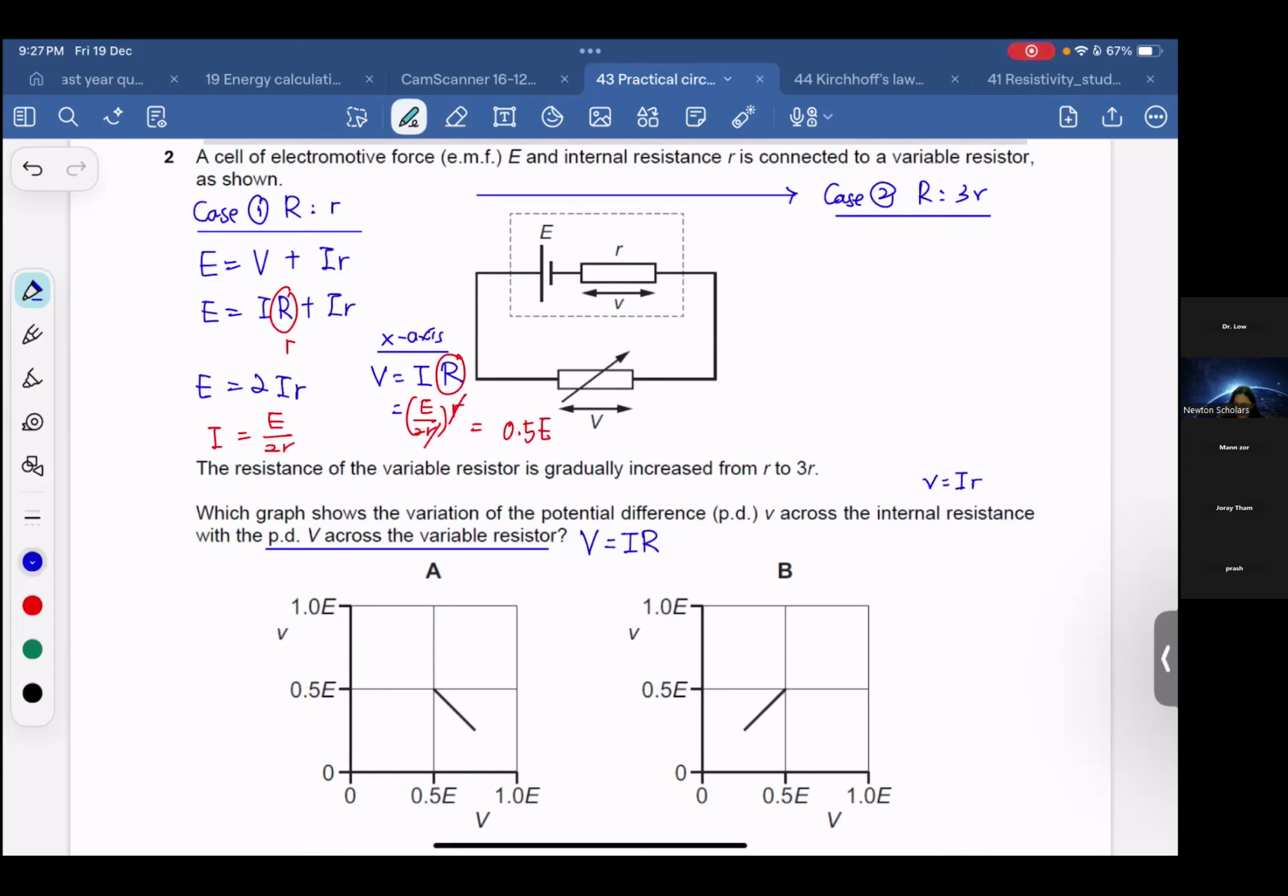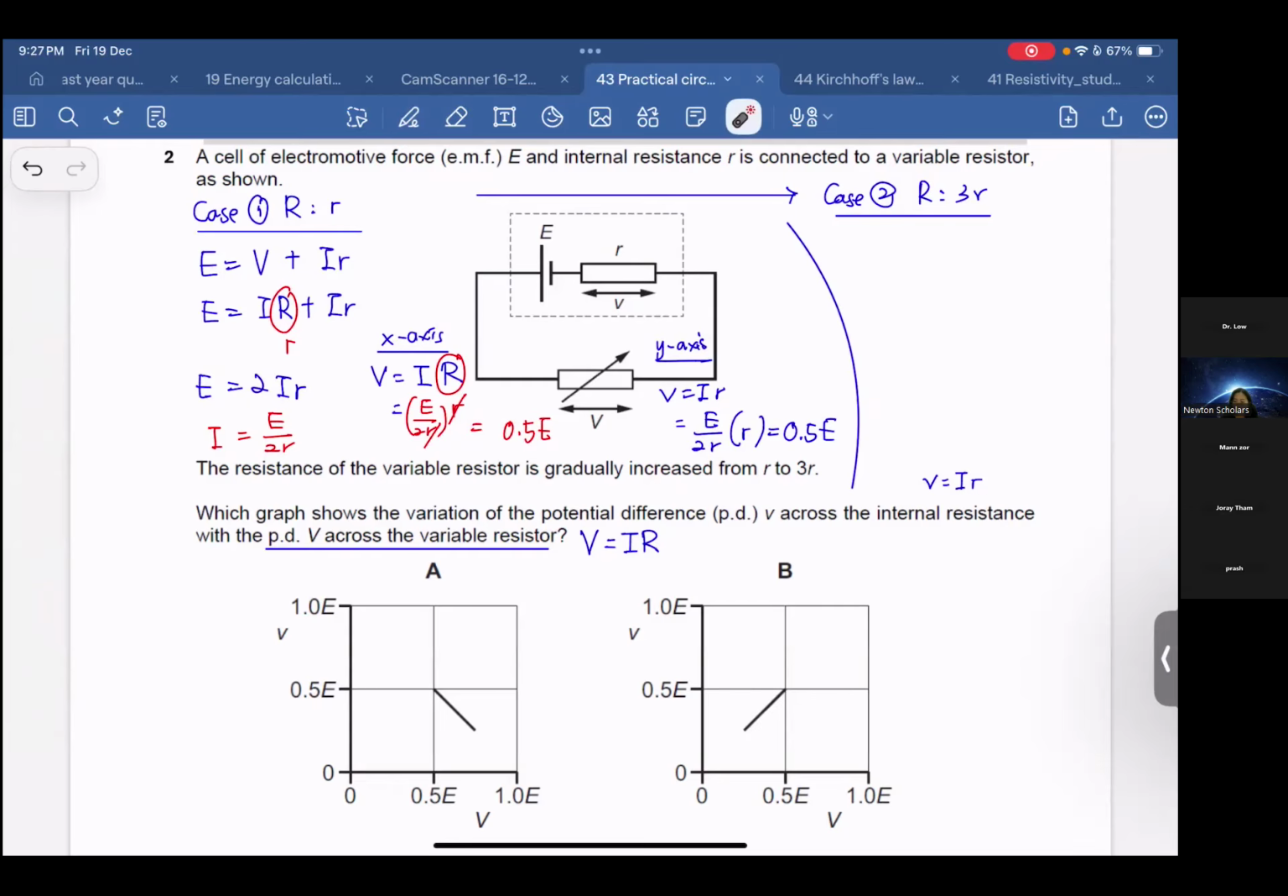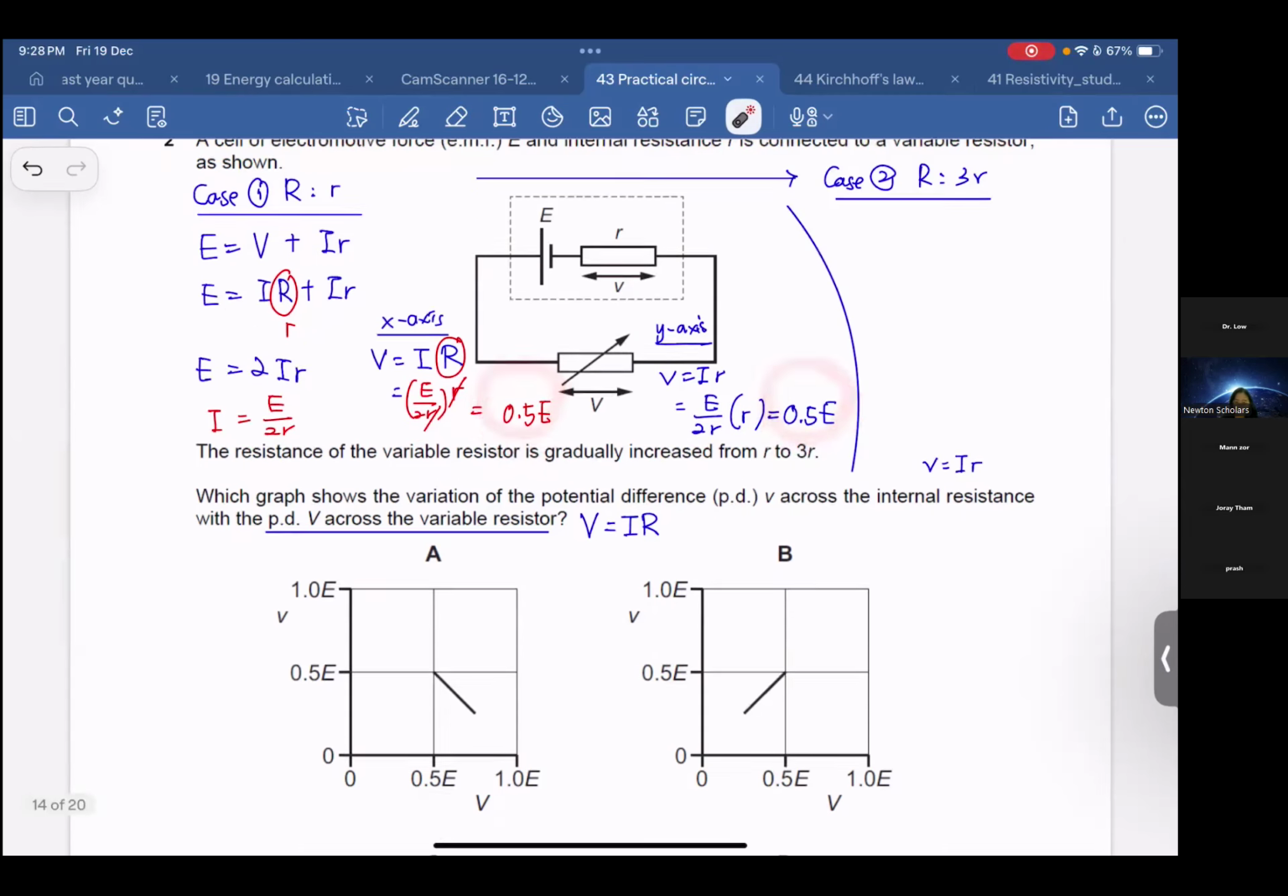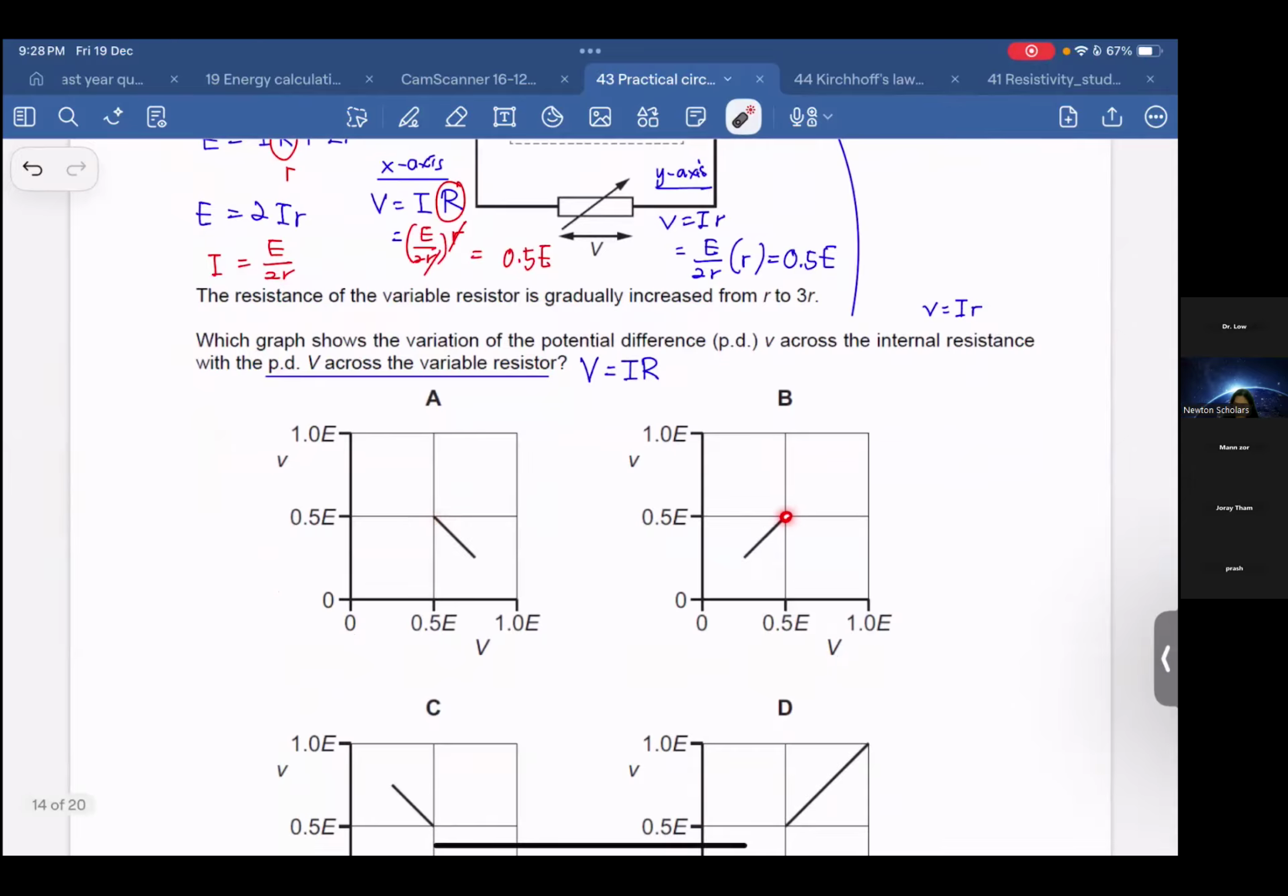Okay, my y-axis is small r, I times r. So your I is E over 2R times small r, again also 0.5 E. Okay, the idea is like this. So can you use the same idea to solve the case when R becomes 3R? Use the same method, continue, then I know that second point. First point, x-axis at 0.5, y-axis at 0.5 also. So we are starting from 0.5 and 0.5 here.